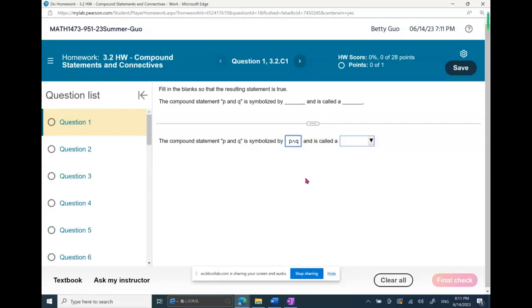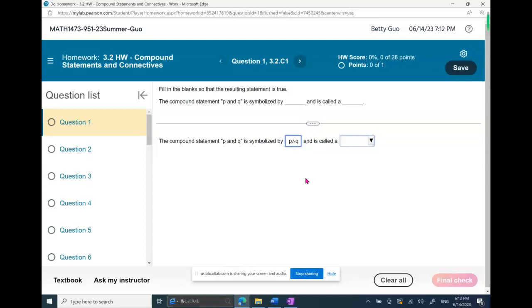A statement cannot be an opinion. A statement cannot be a command. A statement cannot be a question. A statement has to be a sentence that is either true or false. So a true statement states a fact. A false statement states something that is against the fact. We use a lowercase letter.